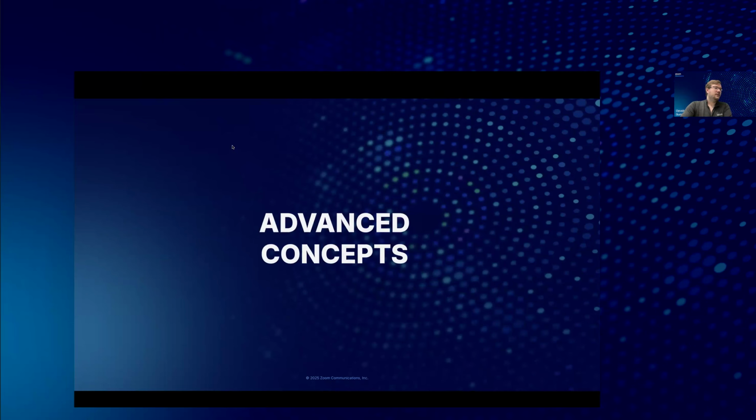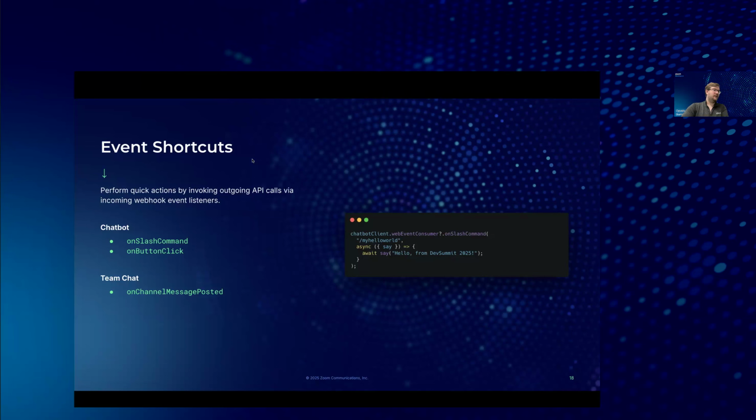Awesome. Thank you, Will. So I'm going to talk a little bit about some of the advanced concepts here with Rivet. The first one will be our event shortcuts. They're not available in every module yet, but you can see some of the ones that are supported right now. For now, the two most common use cases that we found were chatbots and team chat. Specifically, if you want to have an incoming webhook respond to, for example, a slash command or a button click. And that's where event shortcuts come in. They allow you to perform an action as a response to that event rather than making an external API call.